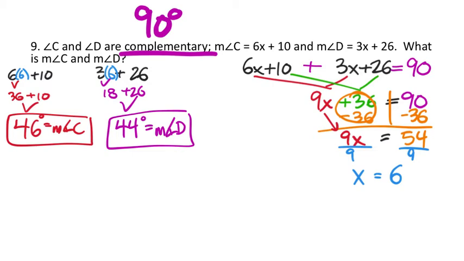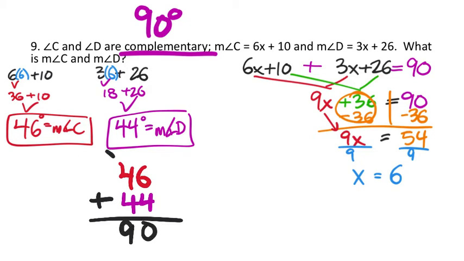Well, last thing we should do on this is just check to make sure that we got the correct answer. So if we took these two angles, right? Angle C, which is 46 degrees, and angle D, which is 44 degrees. If we were to add these, because they're complementary, we should get 90 degrees. And yeah, we do. That's 90 degrees. So it just checks off. Now we know for sure that these two answers are correct.